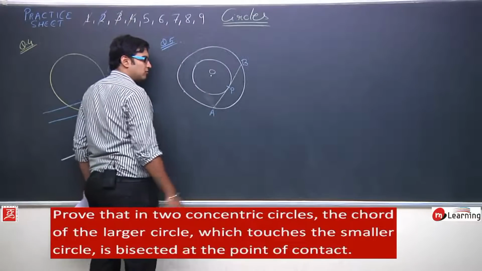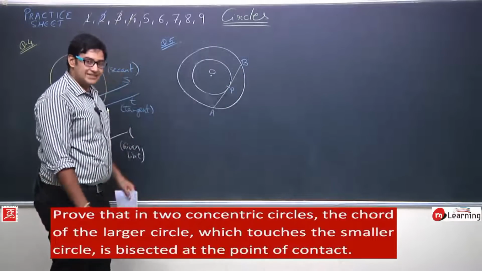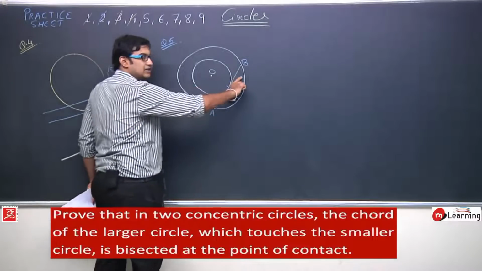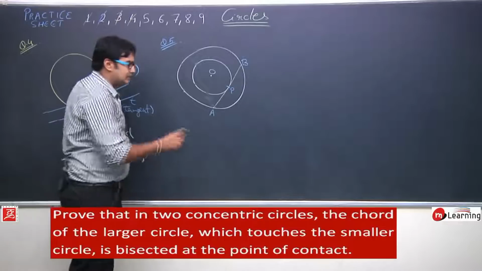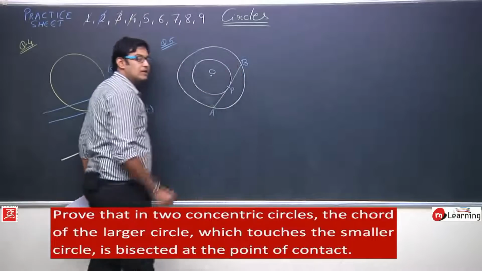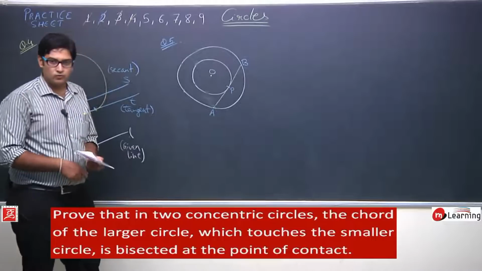So what we need to prove is that AB is bisected at point P. Bisected means AB is divided into two equal parts at point P. That means AP is equal to PB. That is what we need to prove.